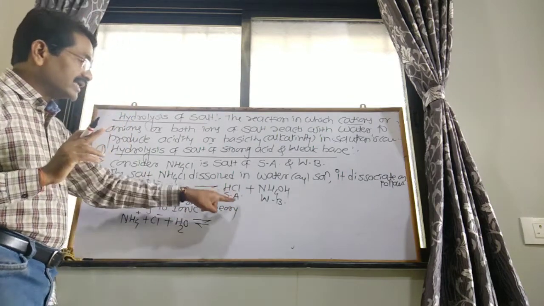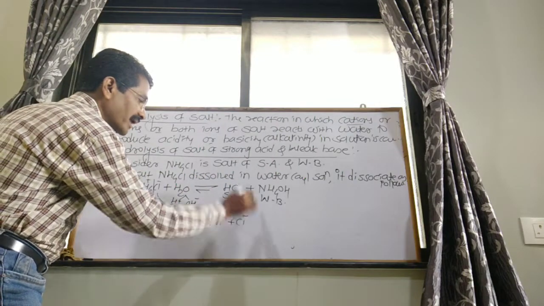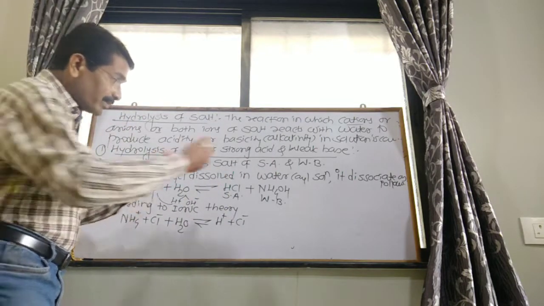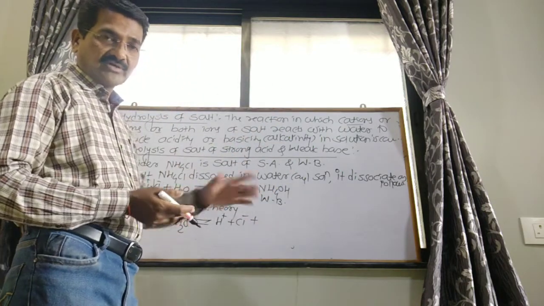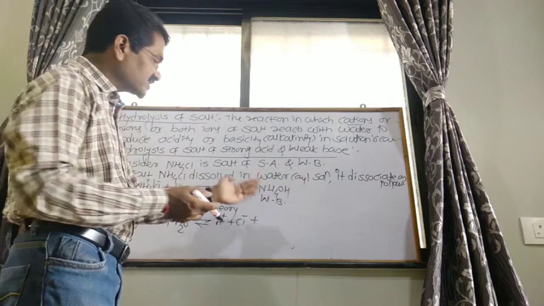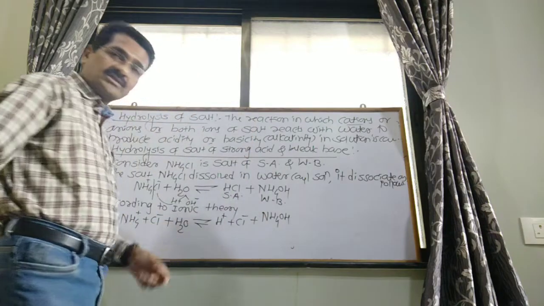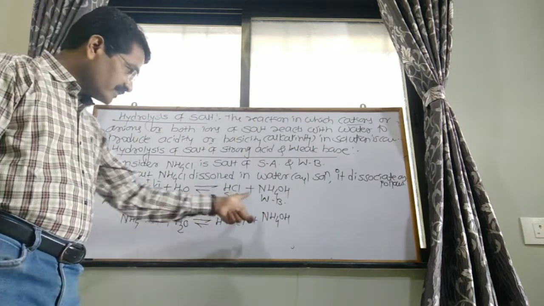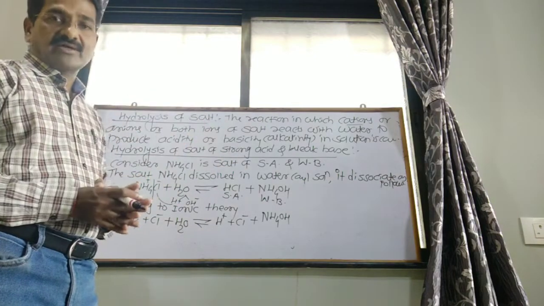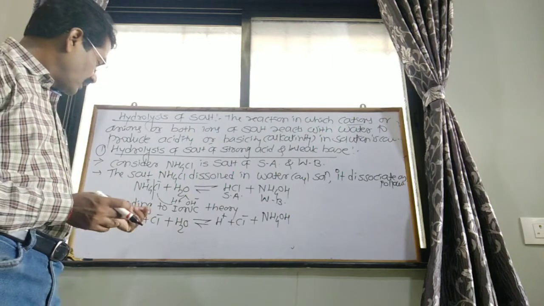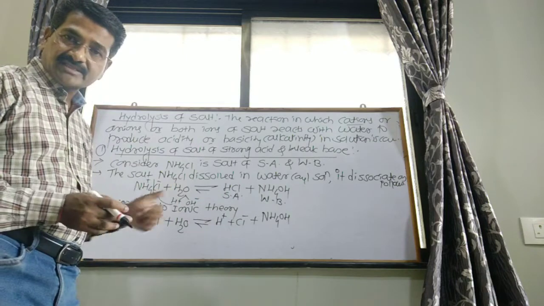According to ionic theory, this strong acid breaks to give H plus and Cl minus ions. But this weak base NH4OH does not break up, because ionic theory is not applicable for a weak electrolyte. It remains constant. In this equation, some ions are common on the left and right sides, which are the Cl minus ions.